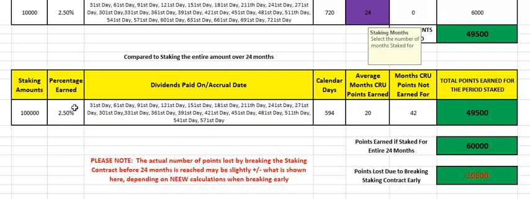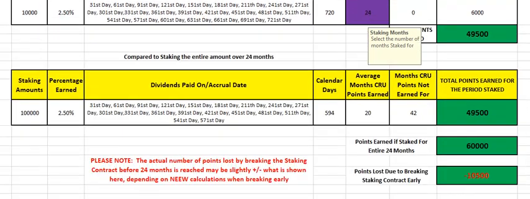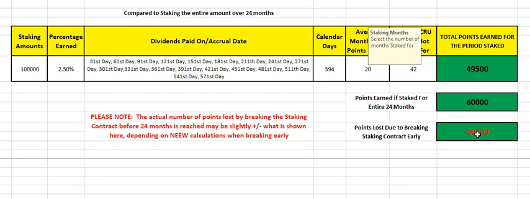So there was a bit of an update. If you stake the entire amount over 24 months, you would have got originally 60,000, but because we have changed these amounts up here, 12, 15 months, 3 months, you can see that the number of calendar days is reduced, an average of 20 months instead of 24. So therefore, you're going to obviously lose quite a lot of tokens here. That's how much you lose. It may be slightly plus or minus this, depending on NEW's calculations, but this is just basically to give you an idea of what you could lose.